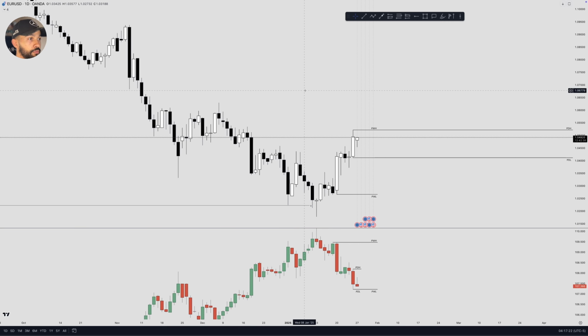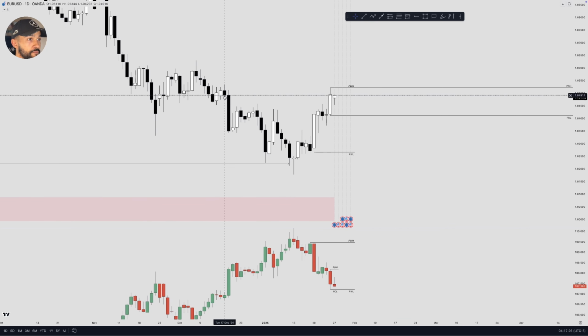We do have potential to pull back further into these areas here, but that is way into the future. For me, from the daily, I do see potential resistance and potential support forming maybe today. It's quite a heavy news week, so we'll see how this goes. So let's go down to the 4 hour and see what that looks like.